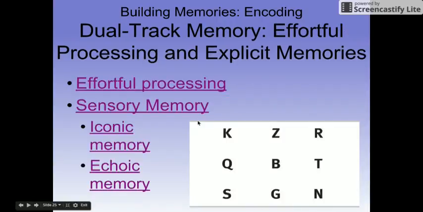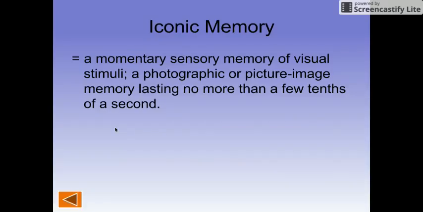Now, there's something that we call sensory memory. And this is made up of two types of memories, your iconic memory and your echoic memory. Your iconic memory is a momentary sensory memory of visual stimuli. It's sort of like a photograph or picture image of memory lasting no more than a few tenths of a second.